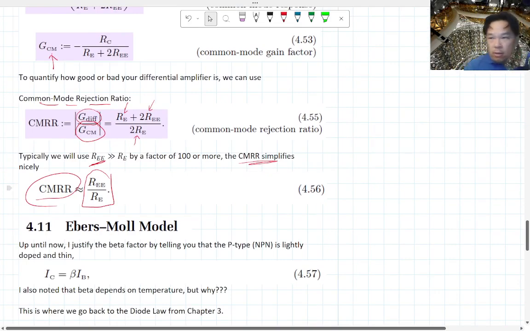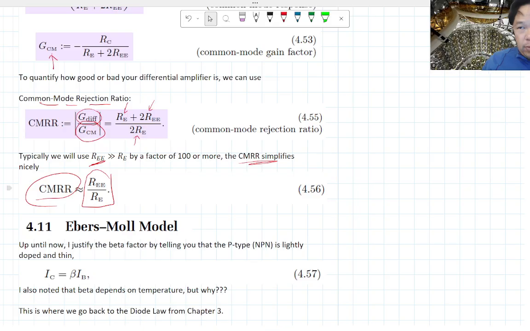Okay, trying to keep this short, around 30 minutes. So what I'm going to do is go through one more section in chapter 4, which is the Ebers-Moll model of transistor.